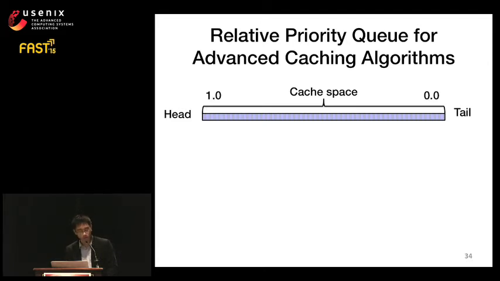So this is a relative priority queue, and we assign relative priorities between 0 and 1 to different locations in the queue. And on a cache miss, we will insert the object to priority P specified by the concrete caching algorithm. And on a cache hit, because of the locality of accesses, we want to increase the priority of the object to P prime, also specified by the concrete algorithm.